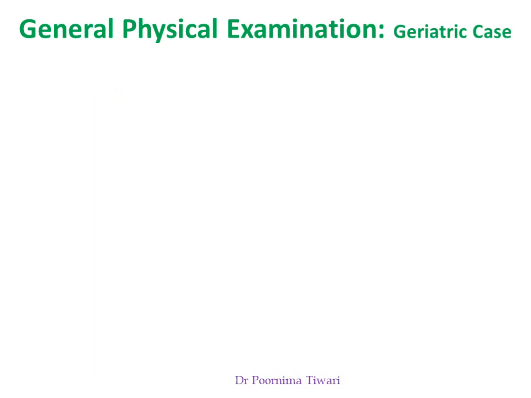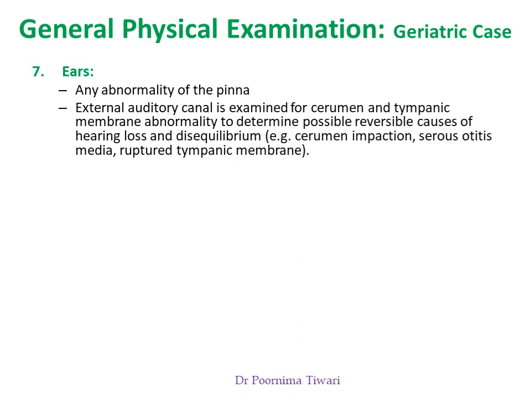Then check the ears for any external abnormality. Check the external auditory canal for cerumen, that is wax, or any abnormality of the tympanic membrane, because the hearing loss may be attributed to aging, but there may be reversible causes of hearing loss also, like cerumen impaction or serous otitis media or ruptured tympanic membrane. So rule these out. In addition, you need to evaluate the hearing of the case.